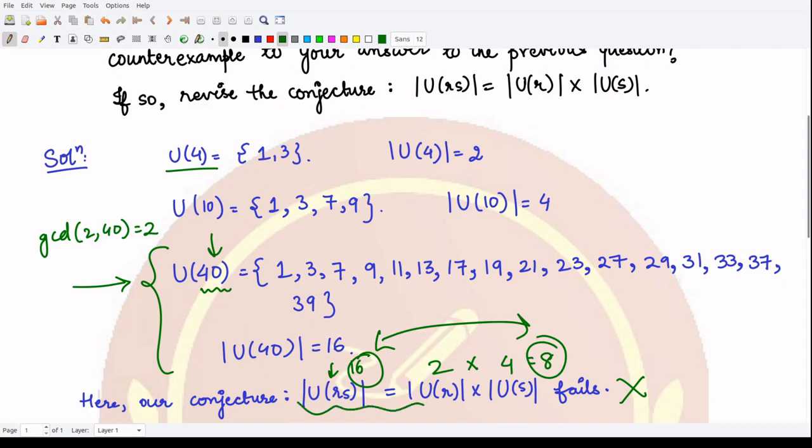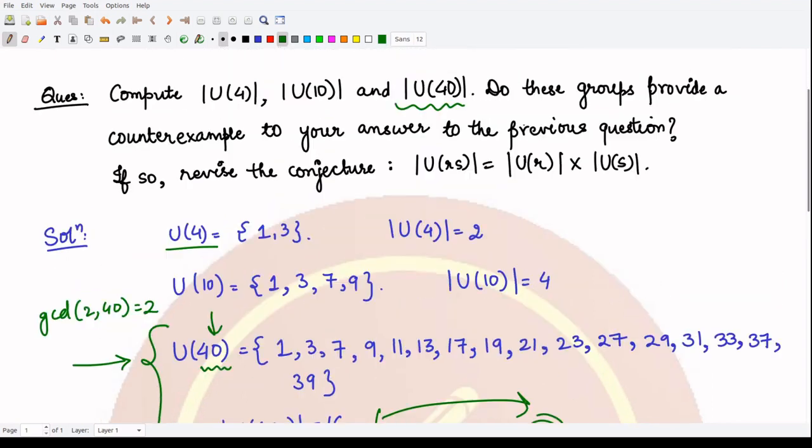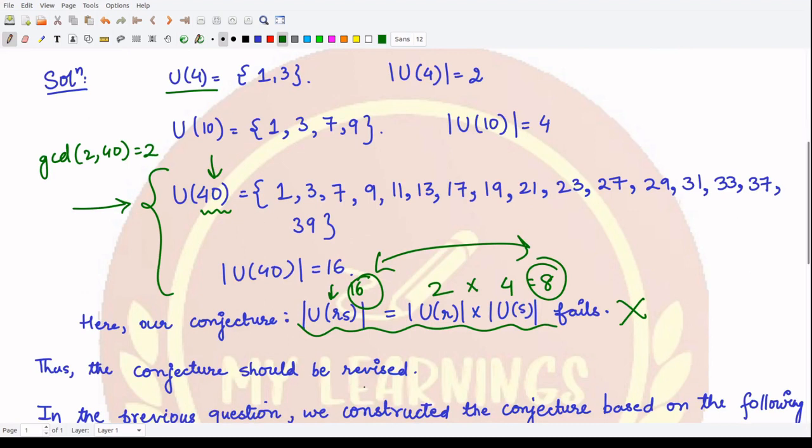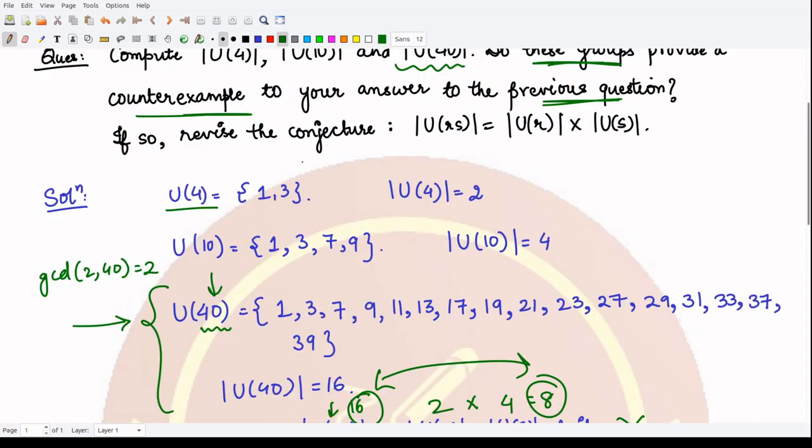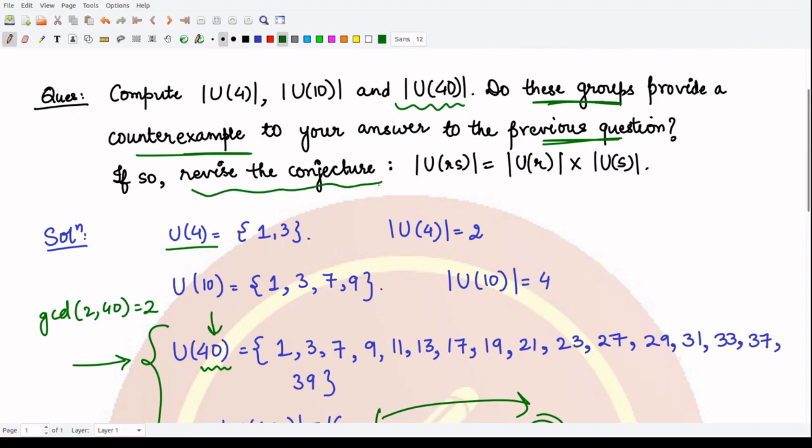So this is not true in general. This becomes a counterexample here. That is what they are saying. Do these groups provide a counterexample to the answer which you provided to the previous question? Yes, they provide a counterexample, right? Hence our conjecture should be revised. Now they are saying revise your conjecture.